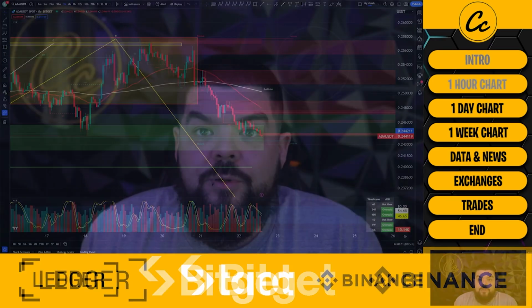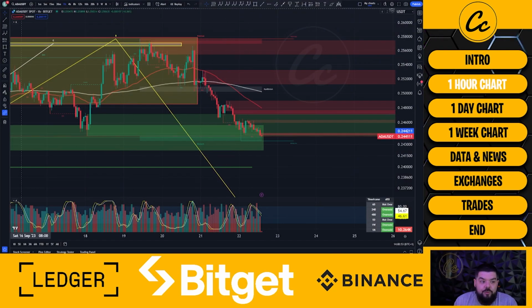Let's get straight on into this one today, guys. We'll jump on here to the 1 hour chart. We're looking at ADA paired up with USDT. The 1 hour time frame, BEWARE is the data source.